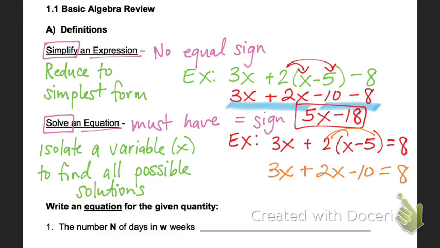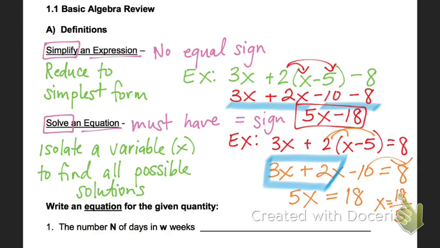What would my next step be? I can still combine like terms. So the 3x and the 2x can go together. But what do I need to do with that 10? I need to move it to the other side. So I need to add 10 to both sides, move it over to the right side of the equal sign. So then 5x equals what? 18. I'm still not done. What's my last step? Divide by 5, so x equals what? Leave it as a fraction, 18 over 5. And you would leave it just like that unless you could reduce.